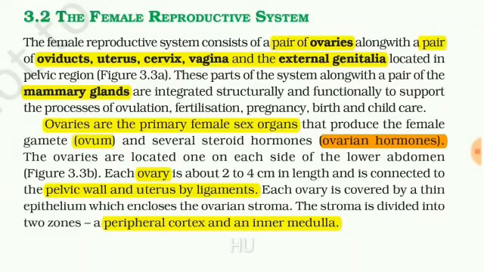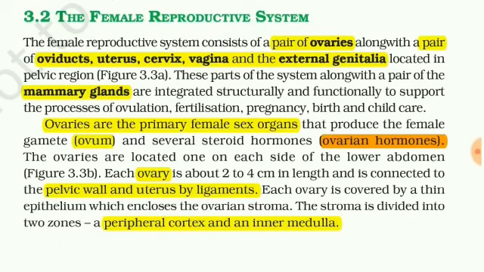The next system is the female reproductive system. Normally it deals with the male reproductive system, the parts of the male reproductive system, and the accessory ducts and accessory glands. Now the female reproductive system. Females normally contain a pair of ovaries. The two ovaries are present, and the two oviducts, the uterus, the cervix, the vagina, and the external genitalia are also present.